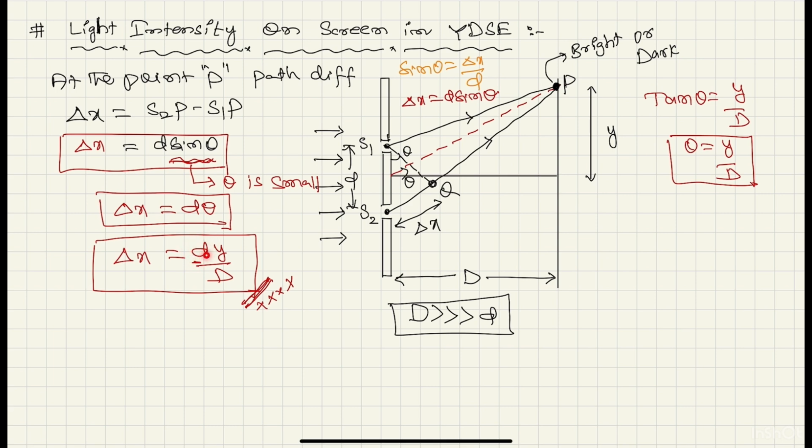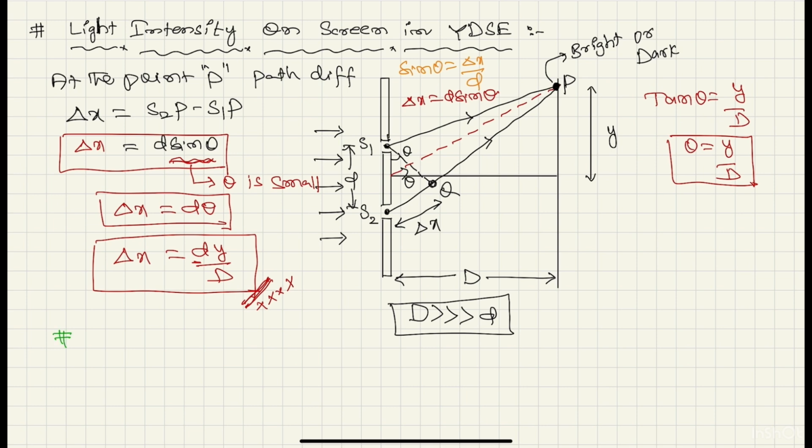Look at this small d, this is the distance between the slits. This capital D is the distance between the screen and the slits. Y is the height of the fringe, whichever fringe is formed. Next, delta x is equal to d into y by D. So this is the path difference.